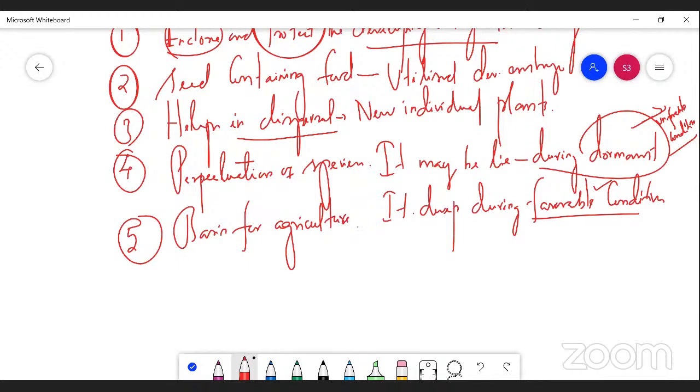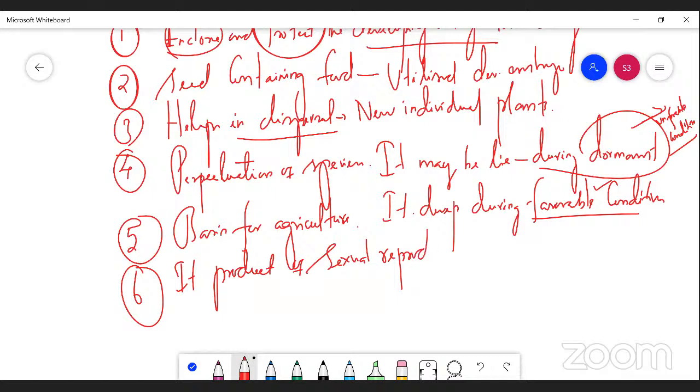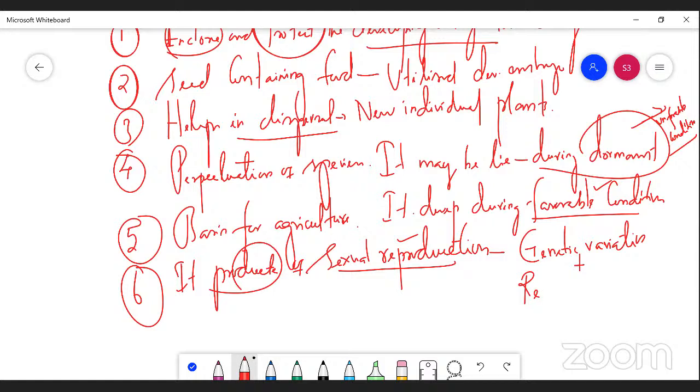The basis for agriculture. Sixth one, seed is a product of sexual reproduction. What is the link? Seed is a product of sexual reproduction. Because of the nature, the seeds are having genetic variation. Please underline. The seeds have genetic variation as well as recombinations that occur.